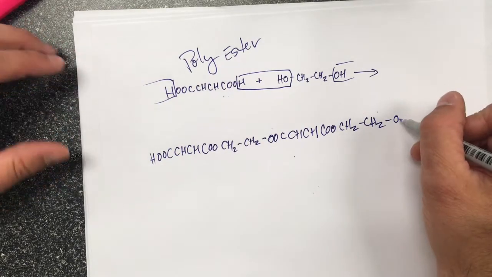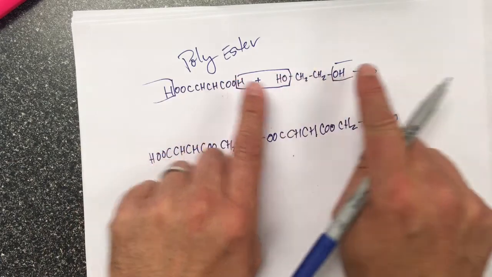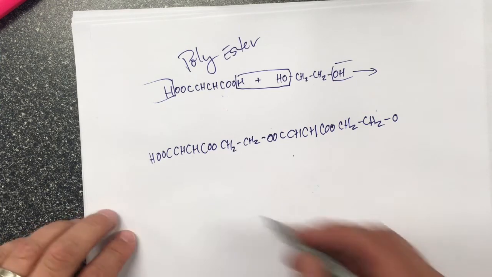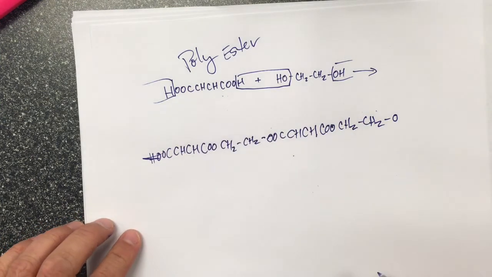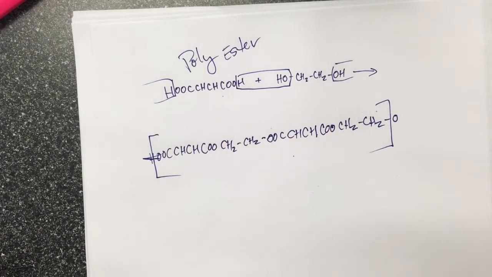And this is how it continues going on. It keeps making ester bonds between this and then this, and it just keeps making a big link. So that's a polyester. And my repeating units here are going to go like this, right? That'll be a repetition. So that's how we would figure out what the product would be.